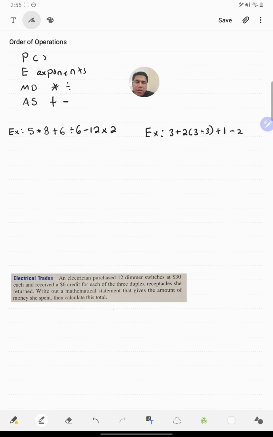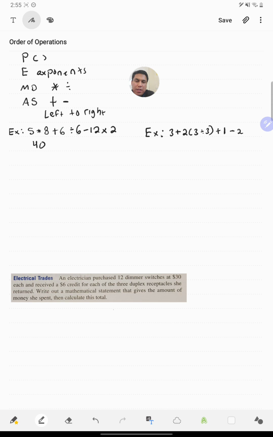So in this case, we have 5 multiplied by 8 plus 6 divided by 6 minus 12 multiplied by 2. So what we're going to do is we're going to do our multiplication, our division, and our other multiplication first. We'll always start from left to right, meaning that we go over the first thing that we see on the left, which is 40. So that's our first multiplication we see.